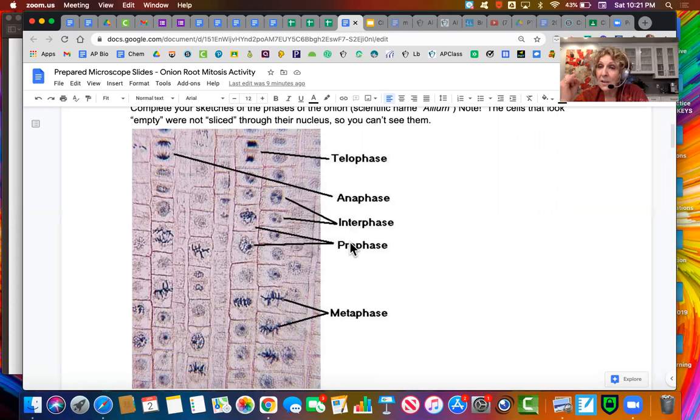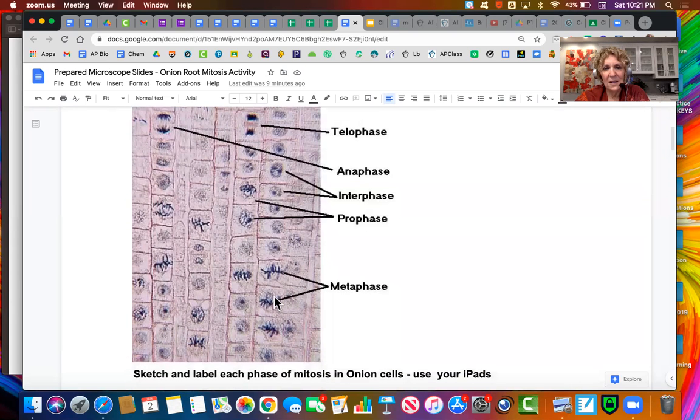Okay, so that's prophase. Metaphase is the next phase, and metaphase is very easy to see because the chromosomes are lined up on an imaginary line. They look like they're kind of clumped together right in the center of the cell. Super easy to see. So here's a metaphase, here's a metaphase, here's a metaphase. Okay, so they're lined up.